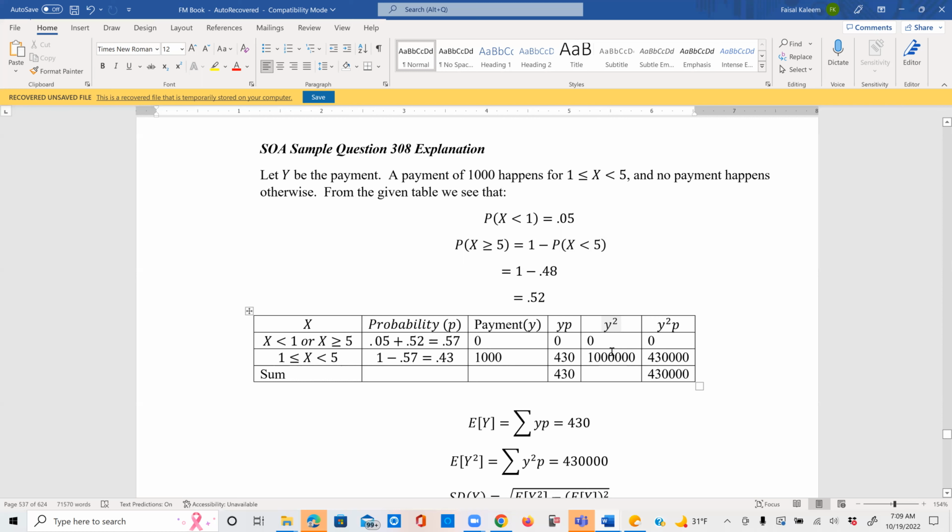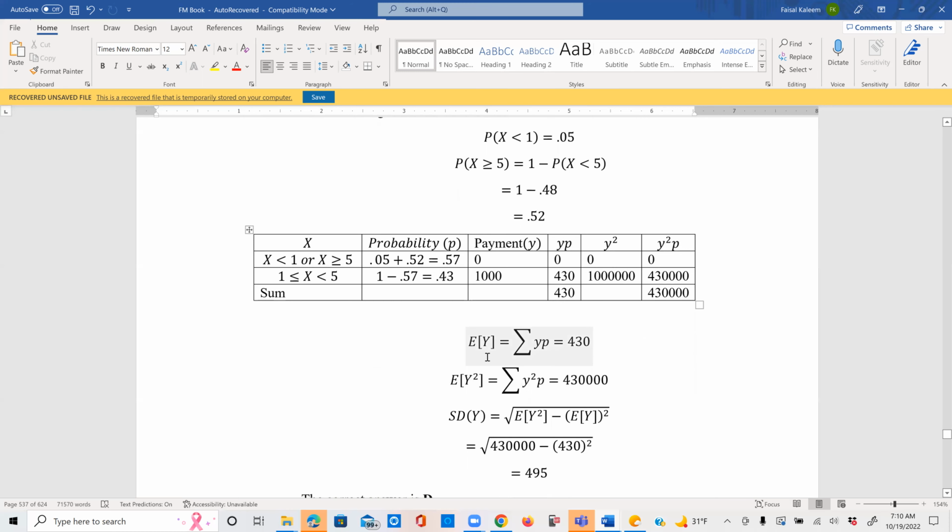And then for the expected value of Y squared, we need the Y squared column. Remember, the eventual goal is to find the standard deviation of the payment. So we'll be needing the expected value of the payment and the expected value of the payment squared for that. So for Y squared, we square the Y column, so 0, and then 1,000 squared is 1,000,000, and then we need the Y squared P so that we can sum up to find the E of Y squared. So Y squared P is 0 for the first entry and 430,000 for the second entry.